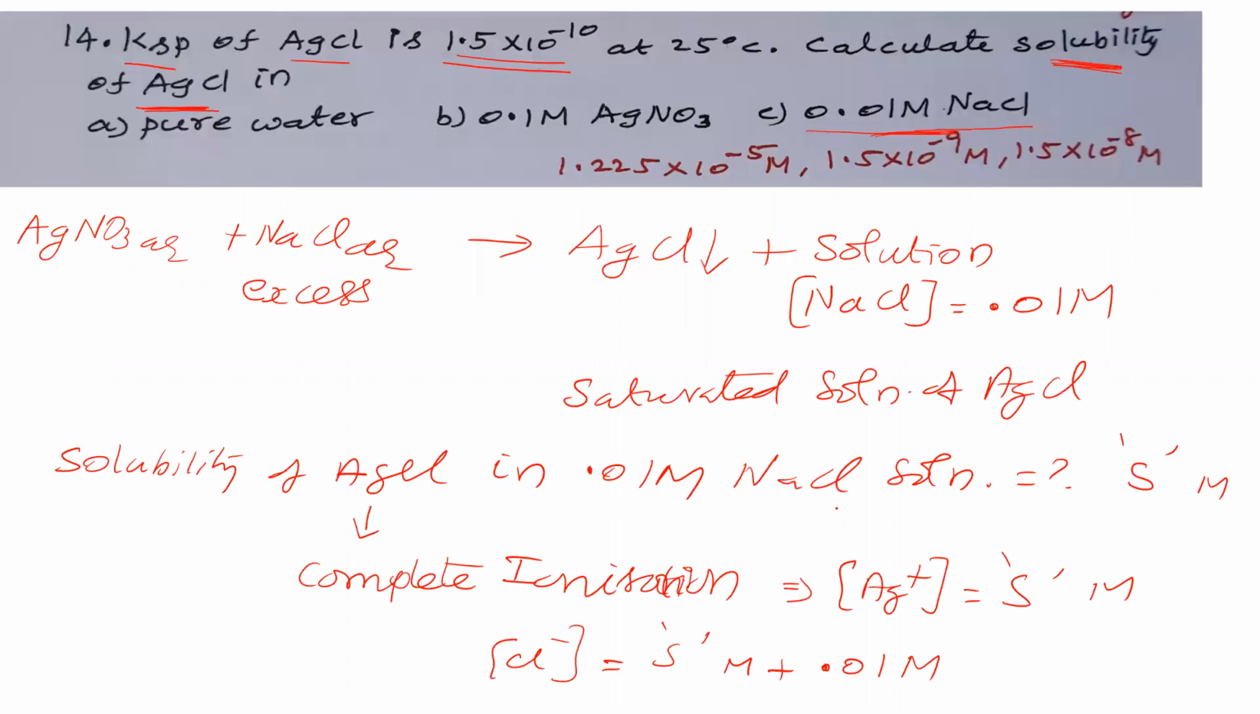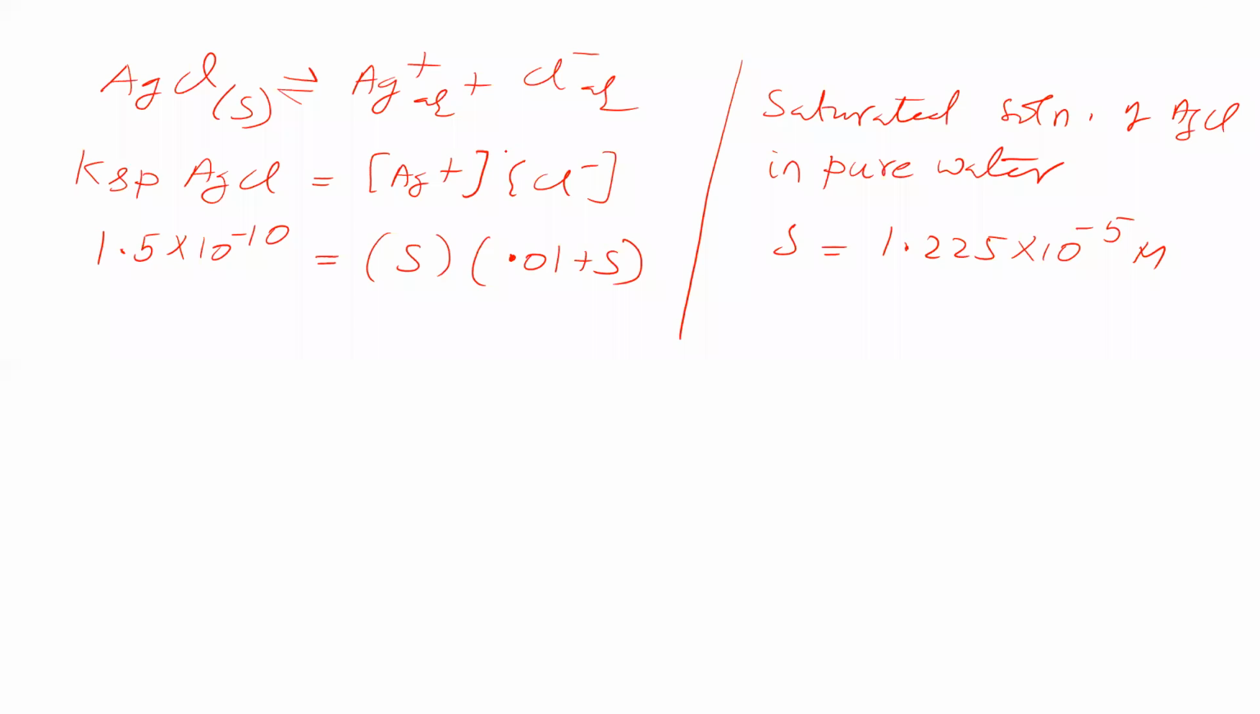This sodium chloride will give a common ion, isn't it? What is the common ion? Cl minus. Due to the common ion effect, what happens? The solubility of AgCl gets reduced. Sodium chloride gives Cl minus, that is the common ion. Therefore, the equilibrium favors backward, and the solubility of AgCl is reduced.